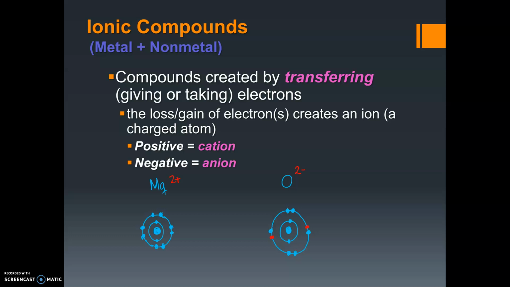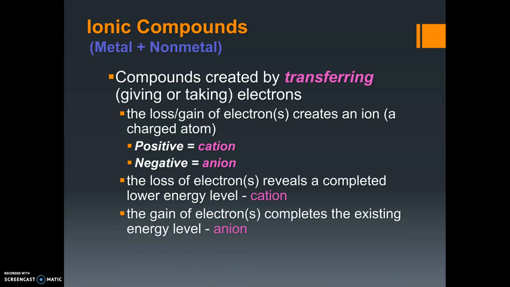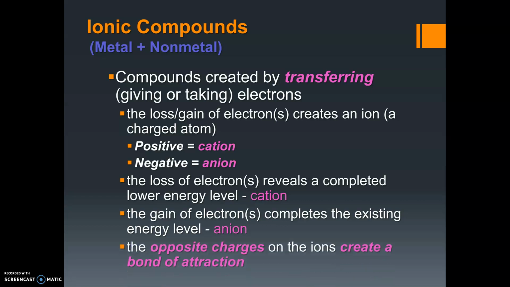So each of these can be summed up with the loss of electrons revealing that completed lower energy level. That's what makes a cation. And the gain of electrons completes the existing energy level that's already on the outside. That's what makes an anion. This act creates opposite charges on each of the atoms, and we'll talk more about that in the next lecture. We know that opposite charges are attracted to each other. So this creates a bond of attraction that actually is quite strong. Even though they're not physically attached to each other, it's really, really a strong bond.